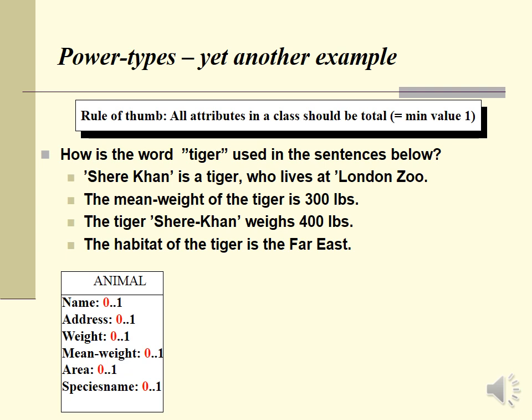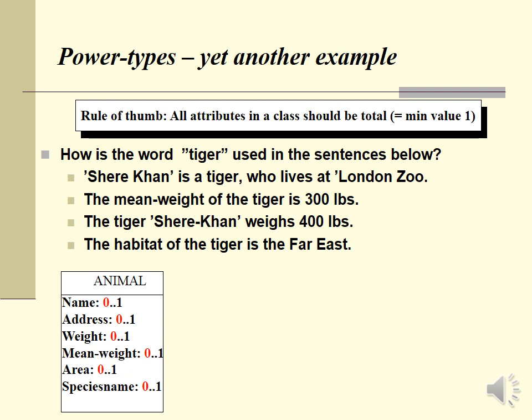We seem to have tigers that are abstract, or more to do with the tiger species, and then we have individual tigers that have certain properties. So, a tiger species doesn't have a weight, it has a mean weight. And an individual tiger doesn't have a habitat, it might live in London Zoo and not in the Far East.